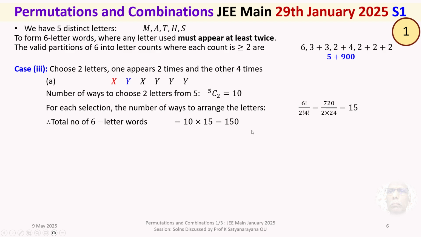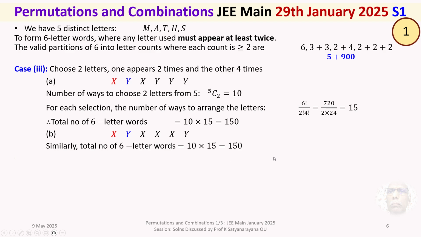There is the other case, subcase B, wherein X appears 4 times and Y appears 2 times. Counting like this, similarly, the total number of 6-letter words will be 10 into 15. This will be the same as before. So, 10 into 15, that is 150. This case has 2 subcases, and in each we got 150 and 150.